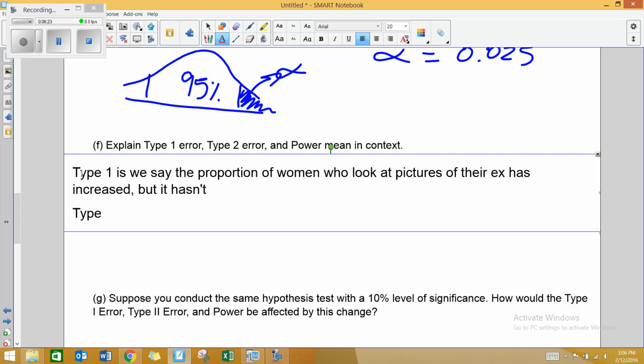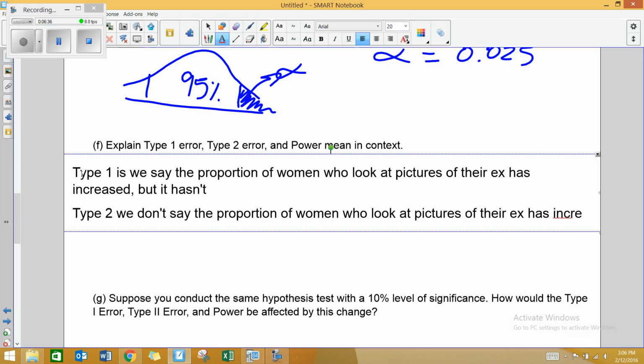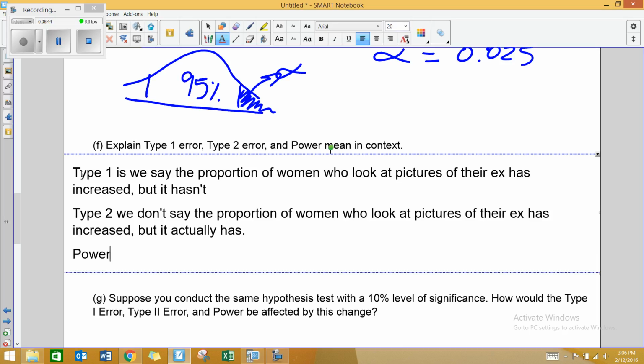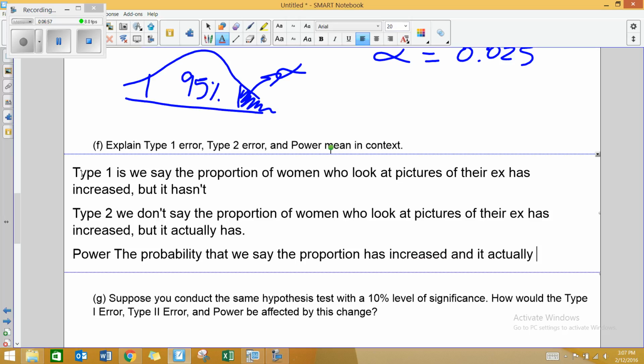Type 2 is the other way around. This is we don't say the proportion of women who look at pictures of their ex has increased, but it actually has. Okay, and finally power. This is the probability that we say the proportion has increased, and it actually has. So we were right. We rejected the null, and the null should have been rejected.